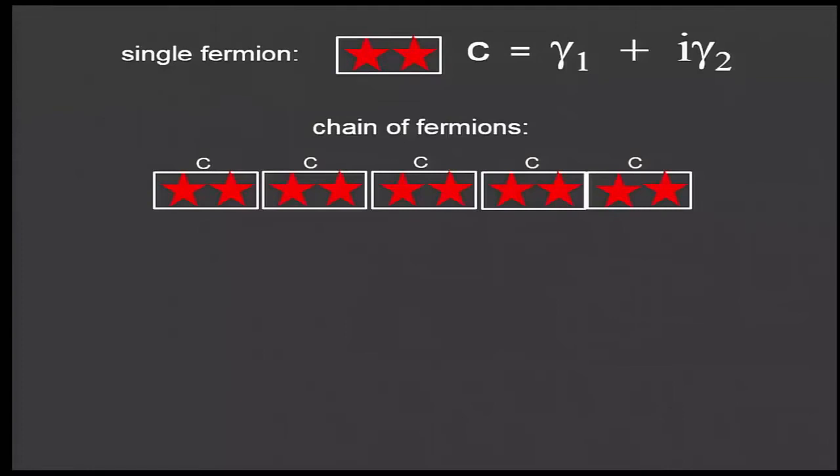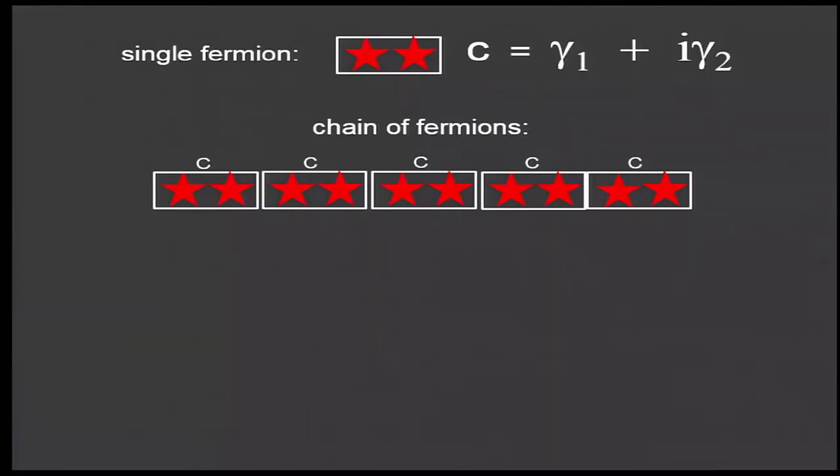So how this is going to come about, it was figured out by brilliant physicist and mathematician Alexei Kitaev. And what he did, he put together a toy model, which is known as a Kitaev chain. So basically what you do is you put a chain of fermions together, right? Now I explained what these boxes are. Each is a fermion with two Majoranas in it.